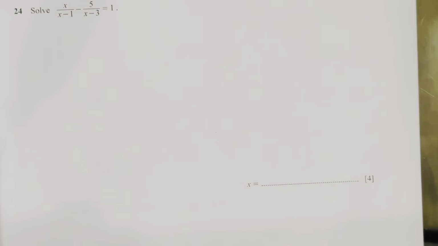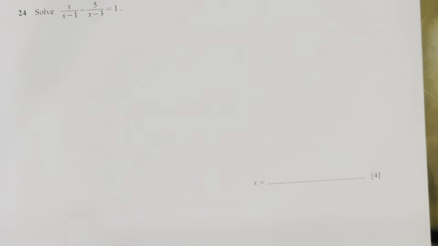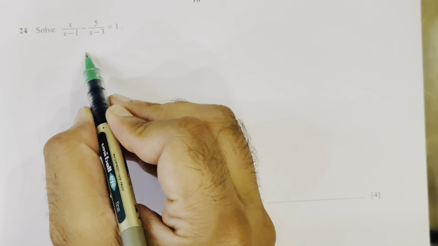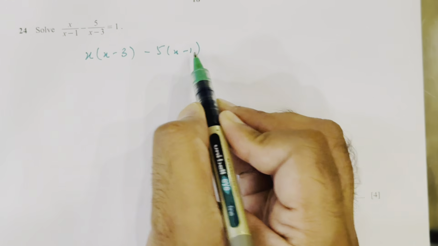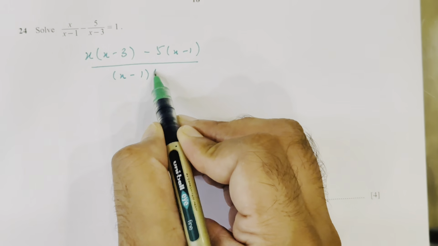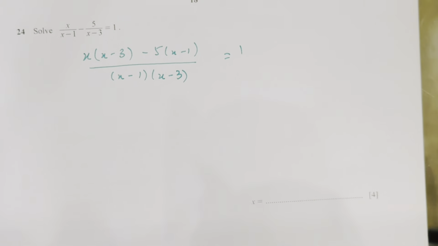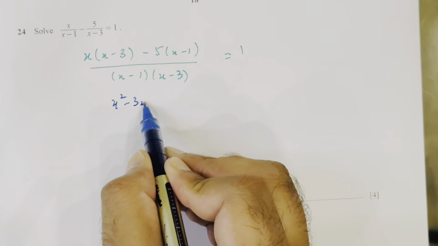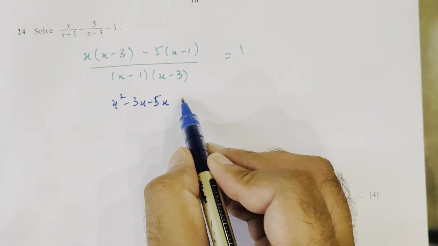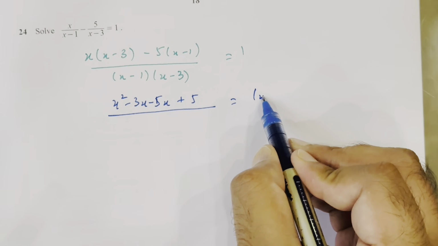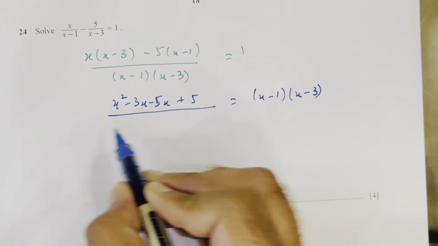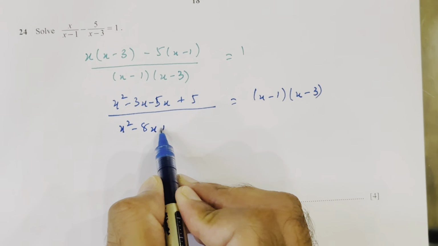Okay, moving to question number 24. 24 is from the topic of algebra. You need to solve this equation. Okay, by cross multiplying, x into x minus 3, then minus 5 into x minus 1, it would be x minus 1 into x minus 3 equal to 1. So you get the value that is equal to x square minus 3x minus 5x plus 5, and you're gonna multiply over here x minus 1 into x minus 3.